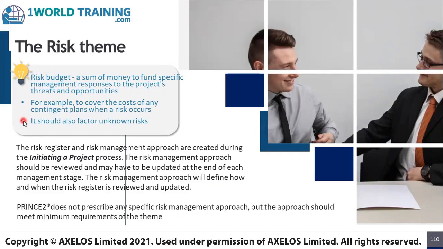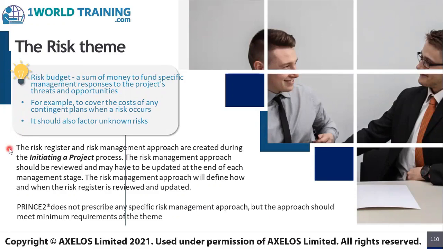The risk budget should also factor certain unknown risks. While some of the risks would be identified and documented in the risk register or the risk log, there may be some risks which are totally unknown. A risk itself is unknown, and there could be unknown risks as well. For example, a sudden disaster. And for such purposes also, certain additional budget should be reserved in the risk budget.